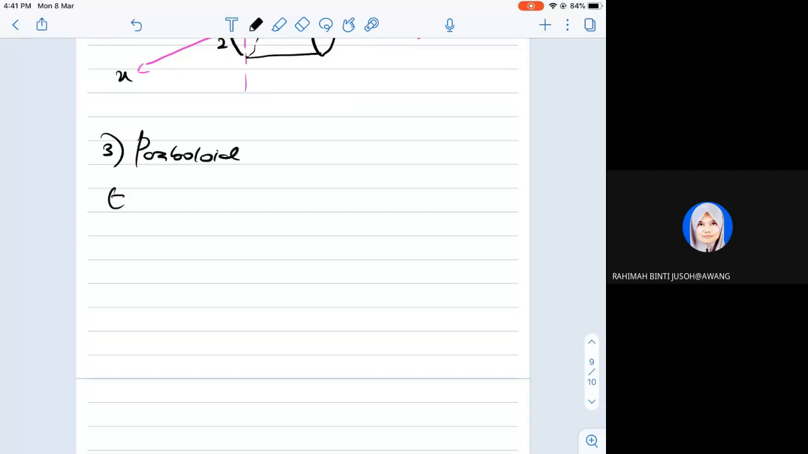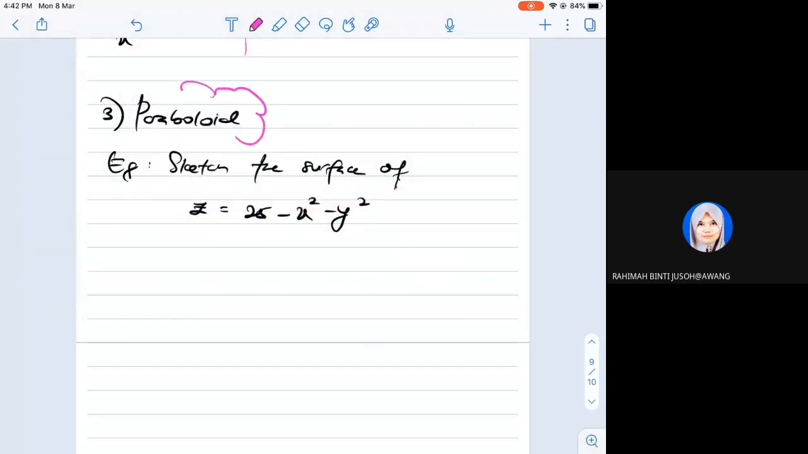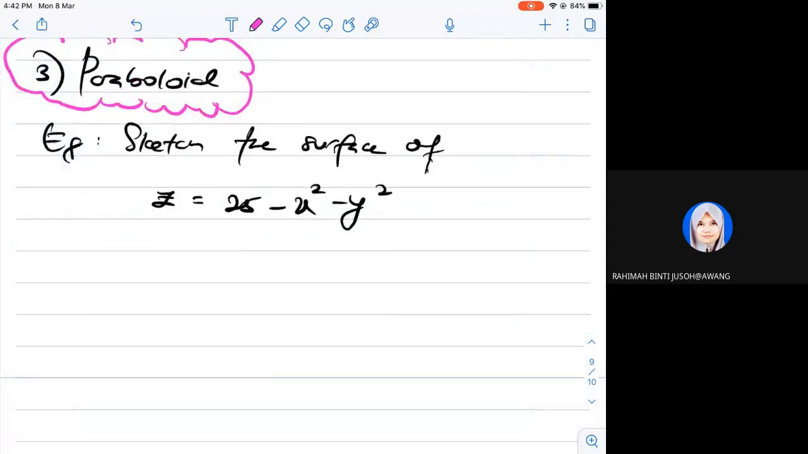Okay, for example, sketch the surface of, let's say z equals to 25 minus x squared minus y squared. Okay, now my question, listen here carefully. Okay, what's the difference between this equation and the equation for parabolic cylinder? Apa beza persamaan ni dengan persamaan parabolic cylinder tadi, yang pertama tadi?